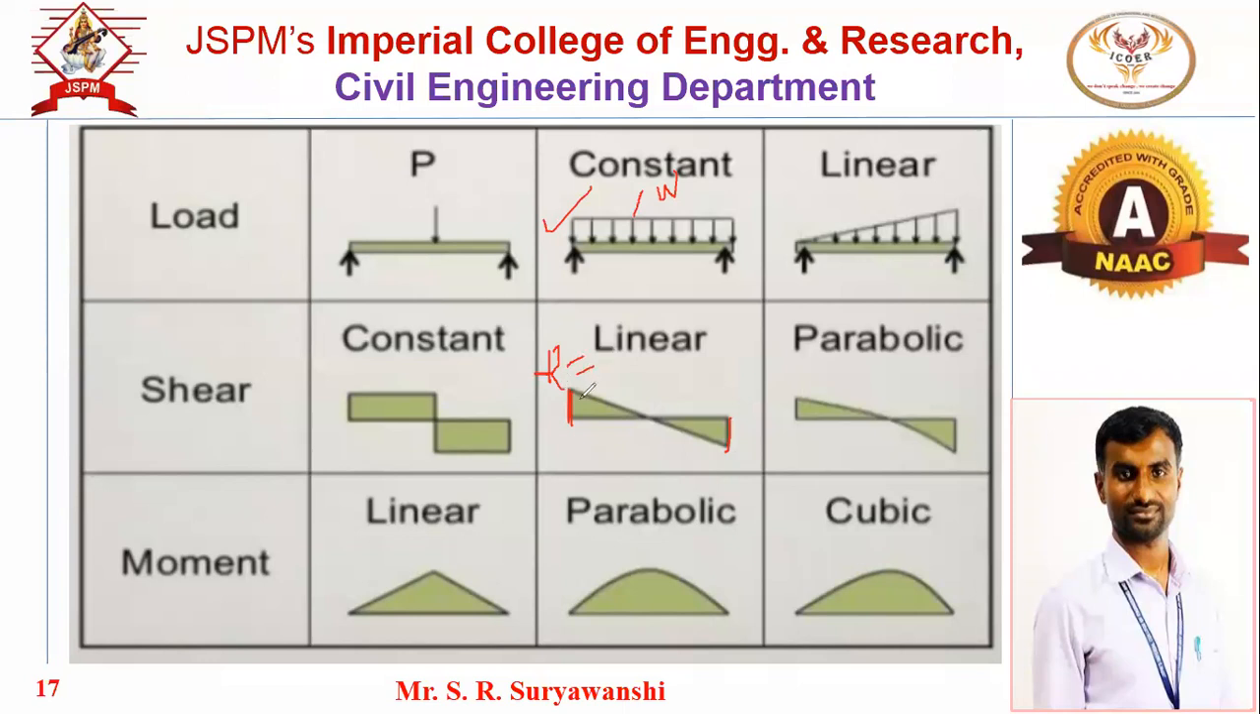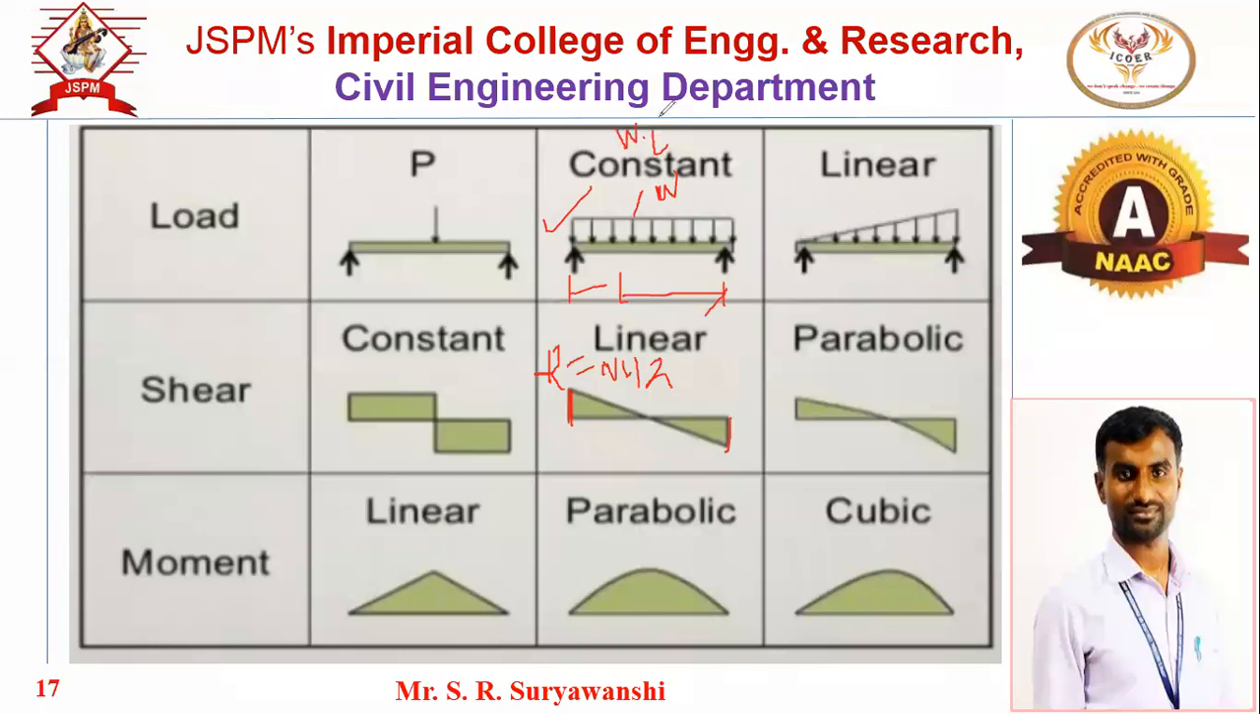Yes, WL by 2. So the reaction will be WL by 2. Here it will be WL by 2. Now why is it WL by 2? Suppose the total span of the simply supported beam is L, and the UDL intensity is small w. Now what is the total load? W into L. This is the total load.